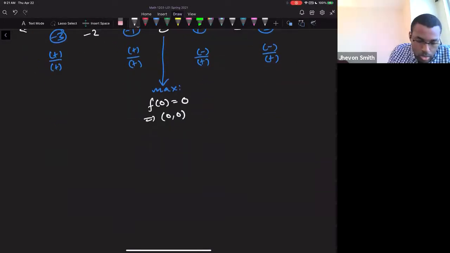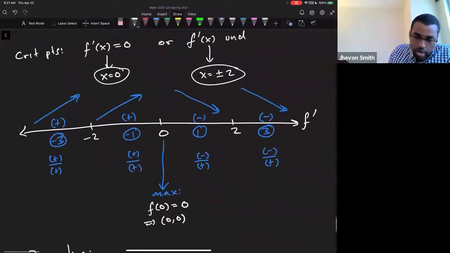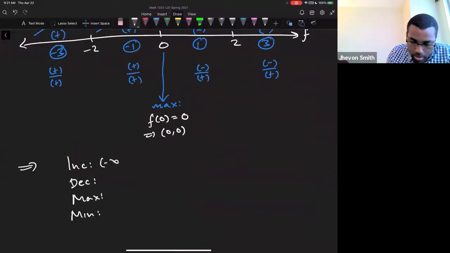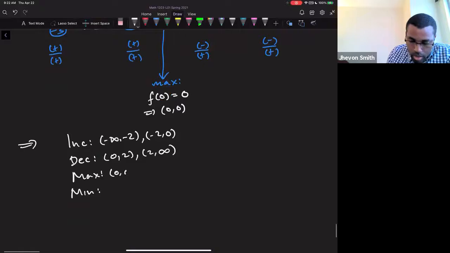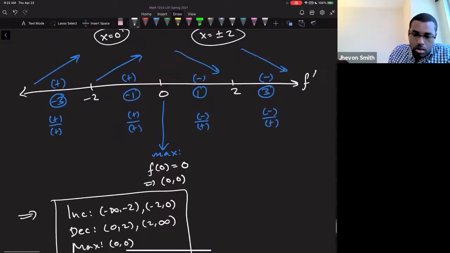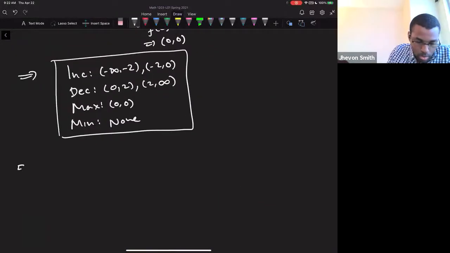So now we can actually do our little summary, increasing, decreasing, max, min. So we're increasing from negative infinity to negative 2, and from negative 2 to 0. We're decreasing from 0 to 2, then 2 to infinity. We have a max at the origin, and for mins, we have none. So that's step 4. Moving on to step 5.